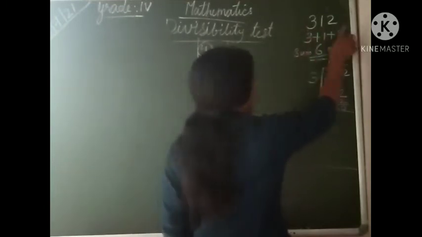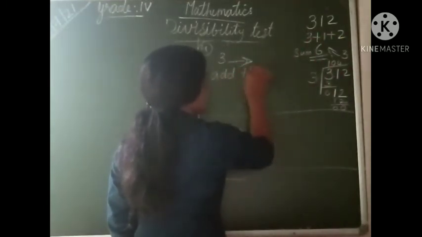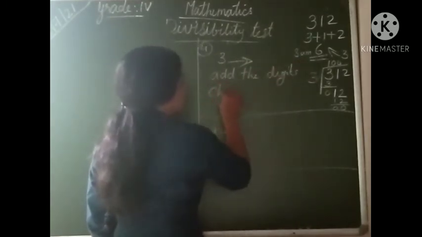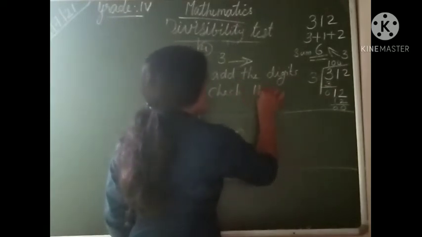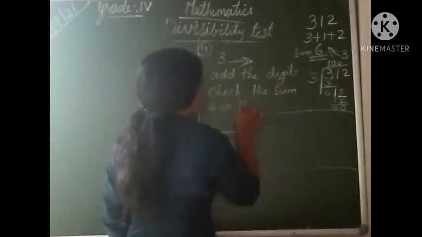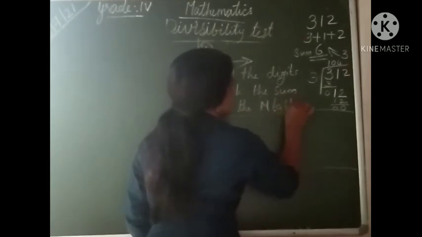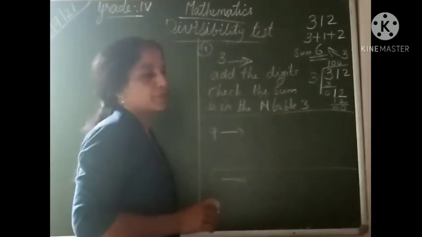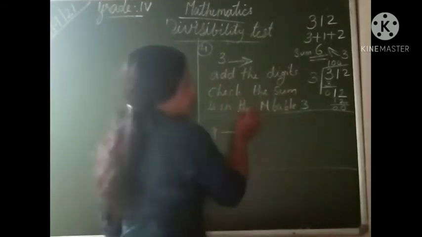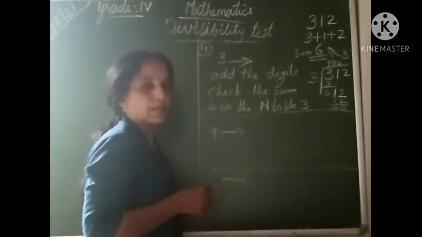How? I add the digits. Add the digits of the number and check. Understood? Then check if the sum is in the table of 3. Which table? The multiplication table of 3. Read the multiplication table. Add the digits, and if the sum is in the multiplication table, that number is divisible by 3.